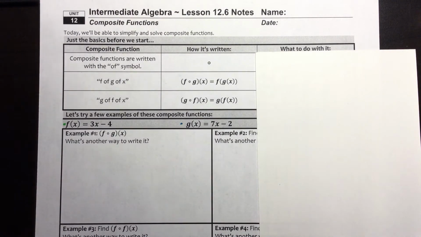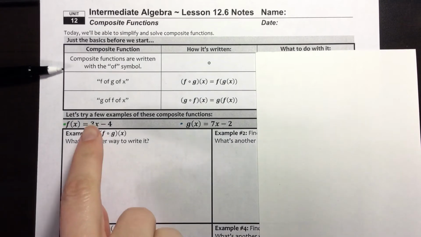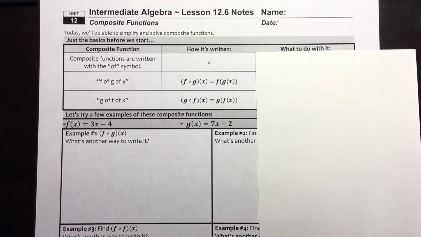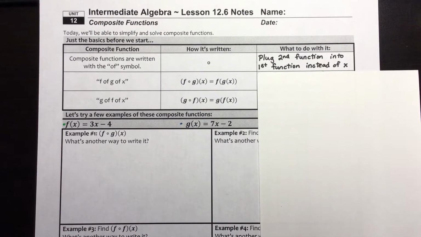First off, composite functions are written with a new symbol that you may not have seen before. It kind of looks like the degree symbol, except it's in the middle instead of up above. So the "of" symbol looks like this. So you say "of." What do you do with it? What it means is that you take the whole second function, whichever one shows up on the right-hand side, and you plug it into the first function instead of wherever the x's would be.